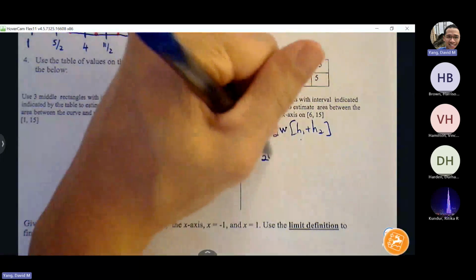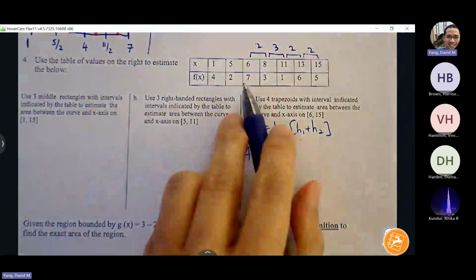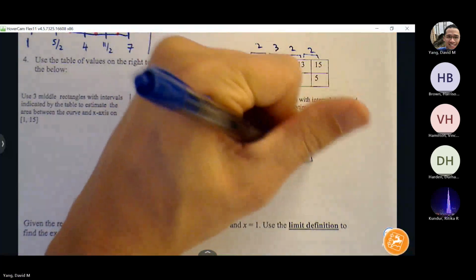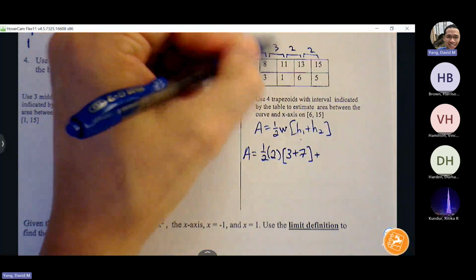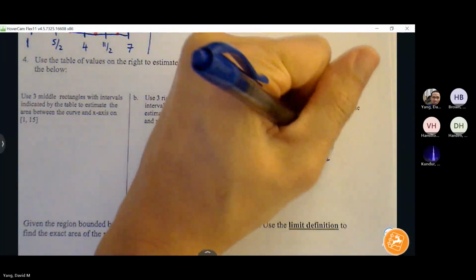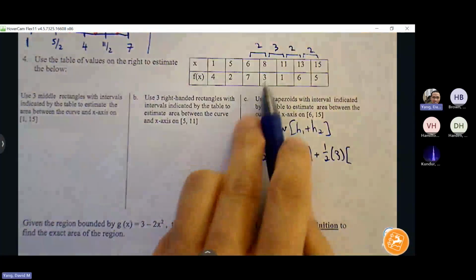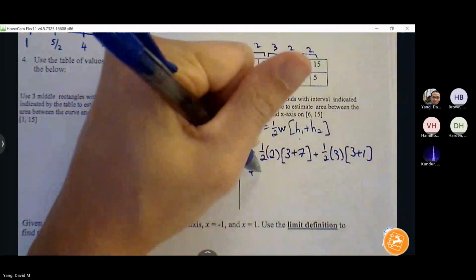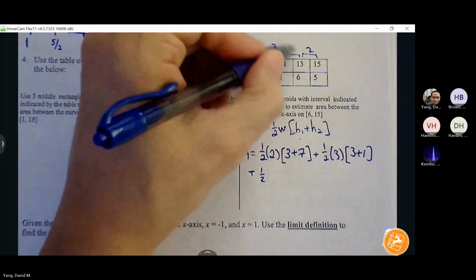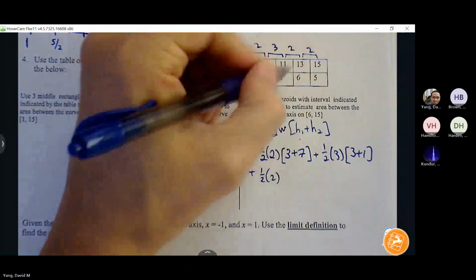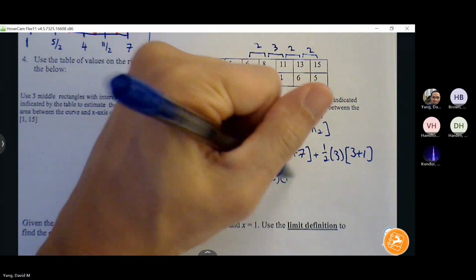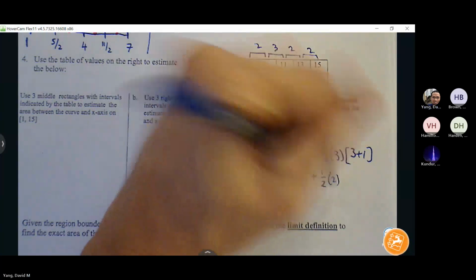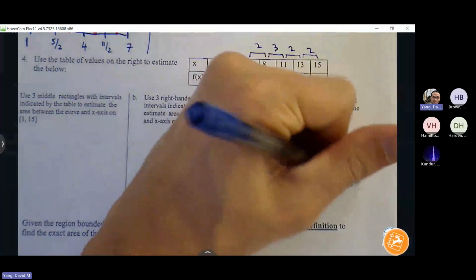My width is 2. Height 1 plus height 2, so 7 plus 3. 1/2 width. Height 1 plus height 2. 1/2 width. Height 1 plus height 2. 1/2 width. Height 1 plus.